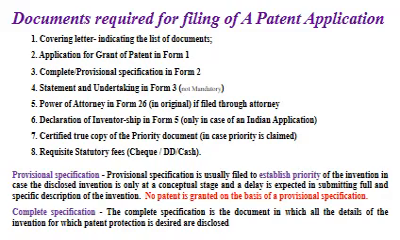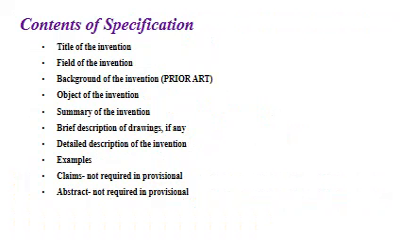documents required for filing a patent application. So the covering letter, Form 1, Form 2, Form 3, then Form 26, Form 5, certified true copy of the priority documents, DD. These are the documents required for the registration of applications.